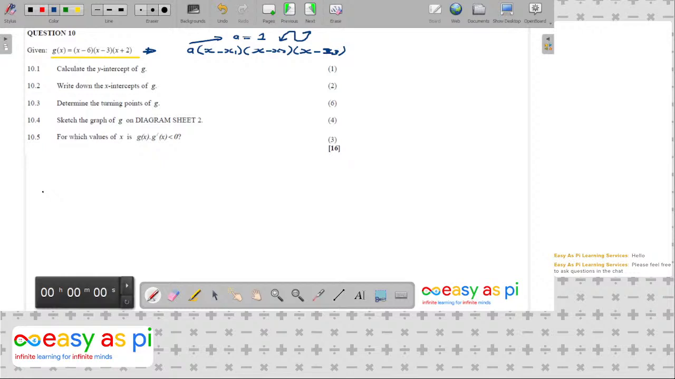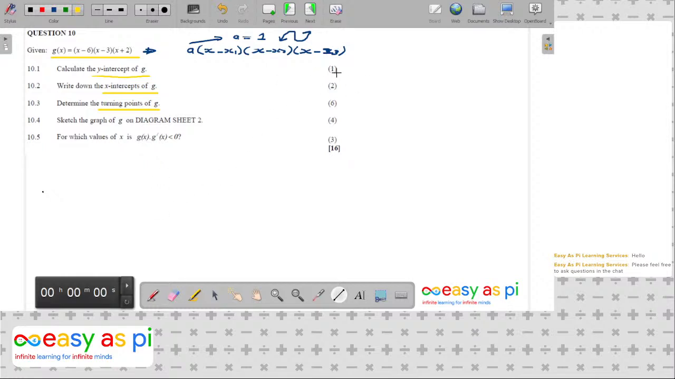Okay, now what I would like you to do is, let's pretend you're under exam conditions. You can see that the first question tells you to find the y-intercept of g. Now, how do we find any y-intercept? We let x equal to 0. Then they say, write down the x-intercepts of g. How do we find any x-intercepts? We let y equal to 0. And then they say, determine the turning points of g.